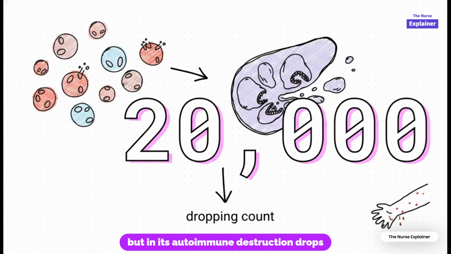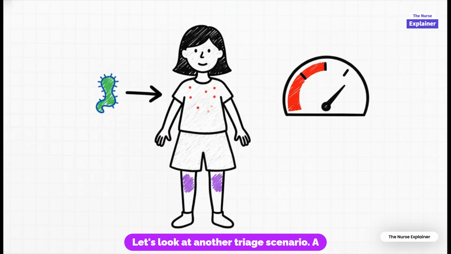But in ITP, autoimmune destruction drops that number incredibly low. See, when those antibody-coated platelets pass through the spleen, macrophages mistake them for foreign invaders and just obliterate them. This rapidly plunges the circulating platelet count under that dangerous 20,000 mark, severely compromising the child's ability to stop even minor capillary bleeding.